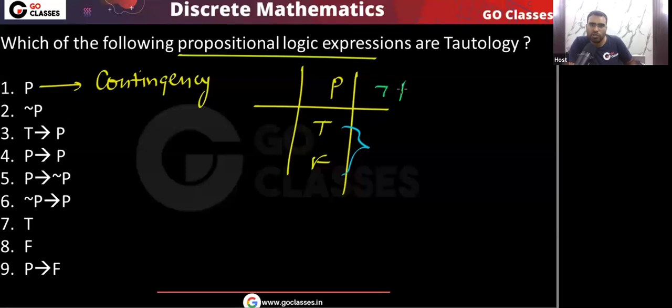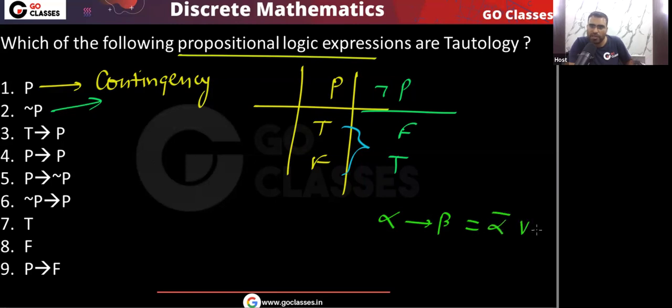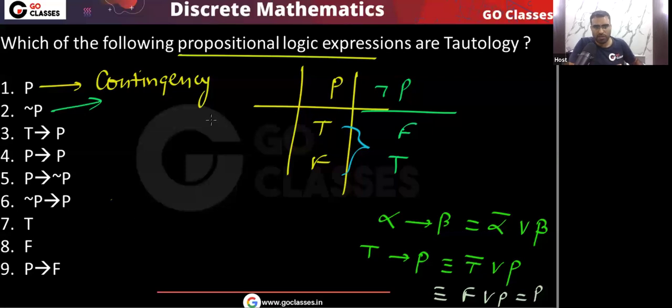Similarly, what is P bar? P bar will be false, true. So that is also a contingency. What about T implies P? You know that alpha implies beta is the same as alpha bar or beta. So T implies P is the same as T bar or P. What is T bar? Negation of true, that is false. False or P, that is P.